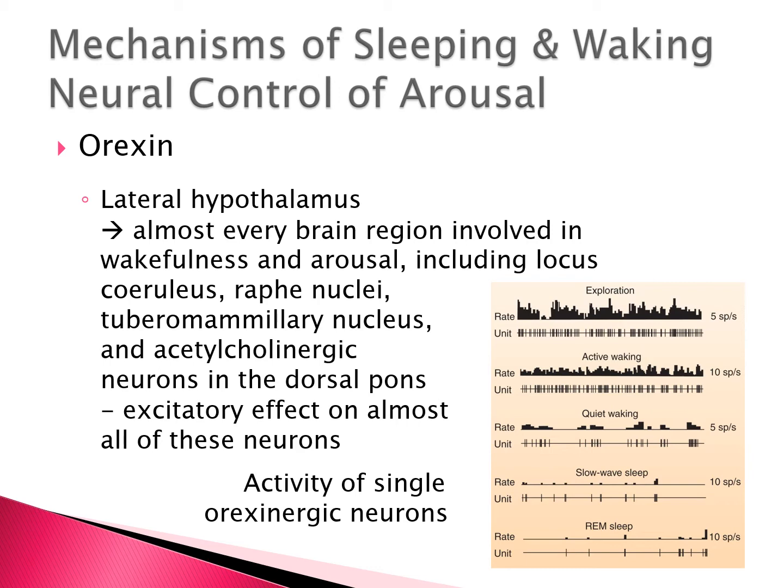This is produced in the lateral hypothalamus, and it is very crucial for wakefulness and arousal because almost every brain region involved in wakefulness and arousal is getting projections from the lateral hypothalamus and is getting orexin to communicate to these areas, including the locus coeruleus, the raphe nuclei, the tuberomammillary nucleus of the hypothalamus, and those neurons in the dorsal pons that are producing acetylcholine.